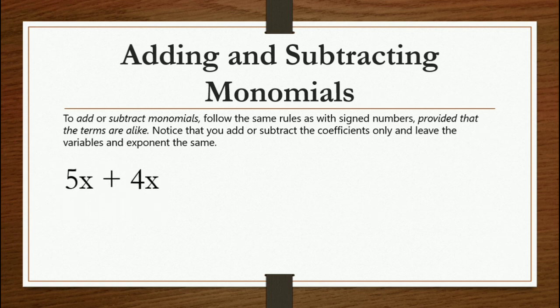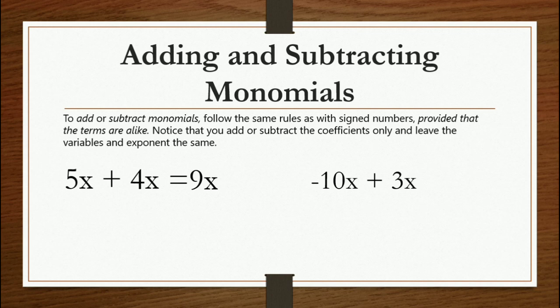Now what we need to do is just to add the coefficient of the terms. This means that we only need to add 5 and 4. Therefore, we get 9x as the sum of these terms. Another, negative 10x plus 3x.